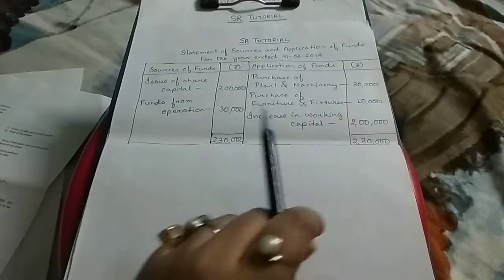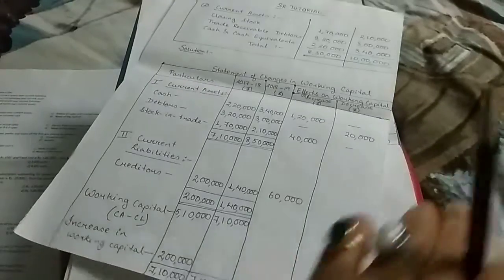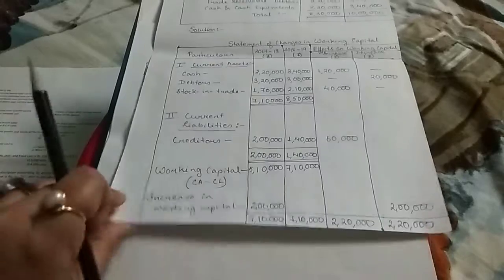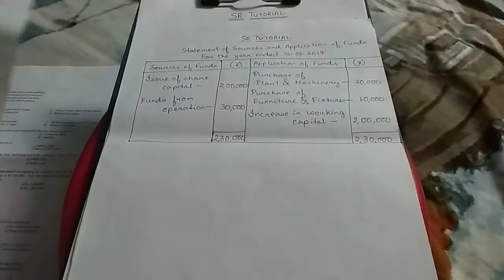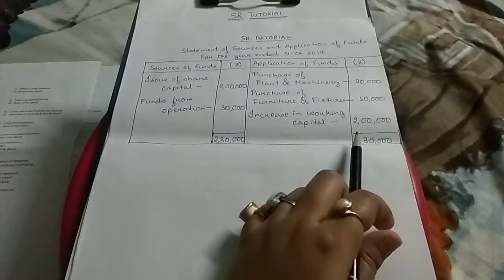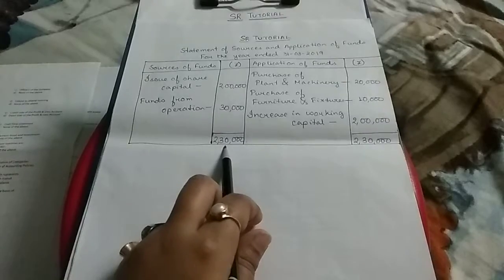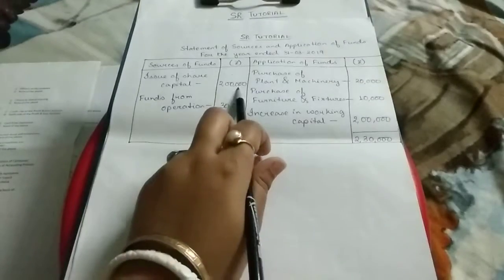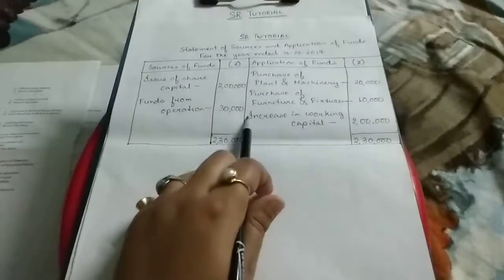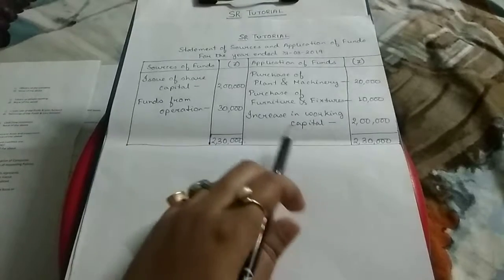And the increase in working capital you have taken out from the preparation of the schedule of changes in working capital. The increase in working capital is 2 lakh, so you have written it here. When you add this figure you get 2 lakh 30,000, which you write here also, and the difference is fund from operation. 2 lakh 30,000 minus 2 lakh, that is 30,000, is the difference, which is fund from operation. So, understood? This is how we have to prepare the fund flow statement.